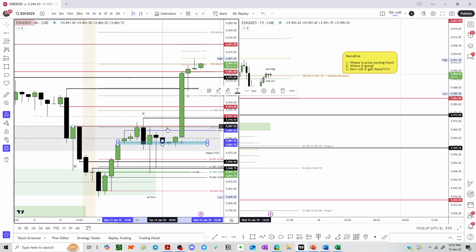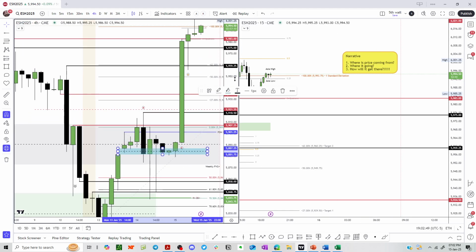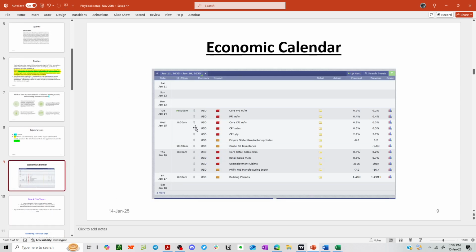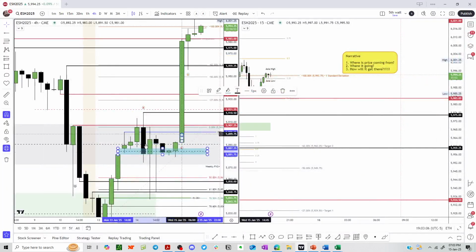But this is something to note: what news was today? What type of news was today? This was CPI. Tomorrow we have high impact news again at 8:30 on unemployment claims, right? But all right, CPI. Now we can go using the same narrative: where is price coming from? Where is it going? How will it get there?